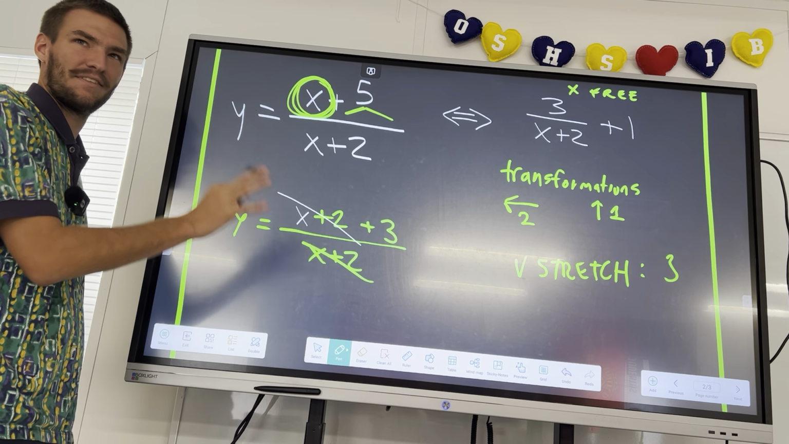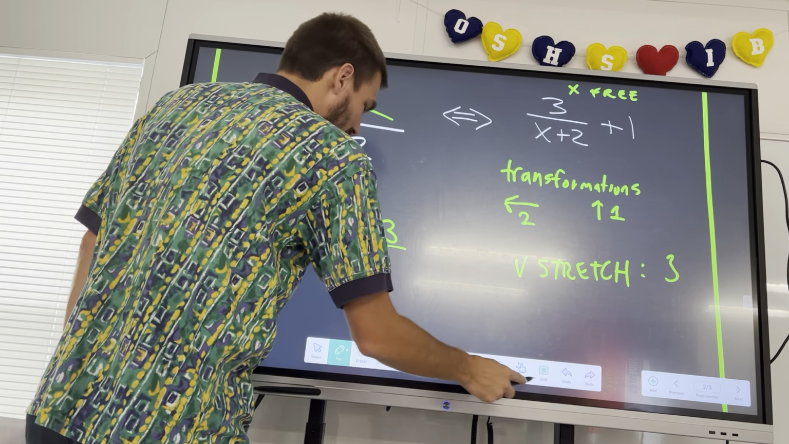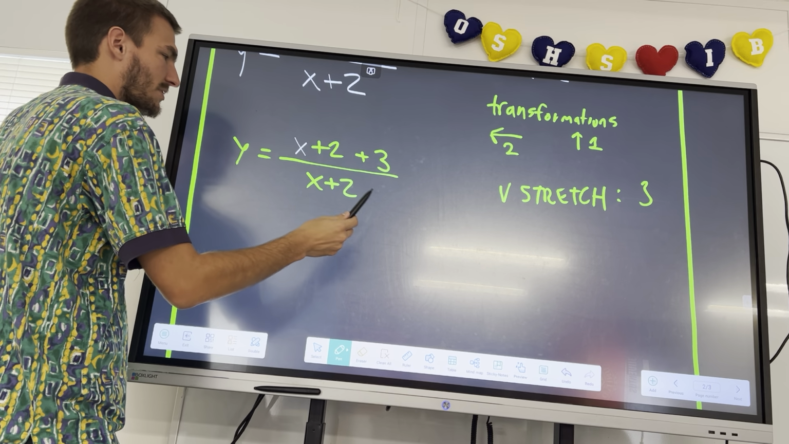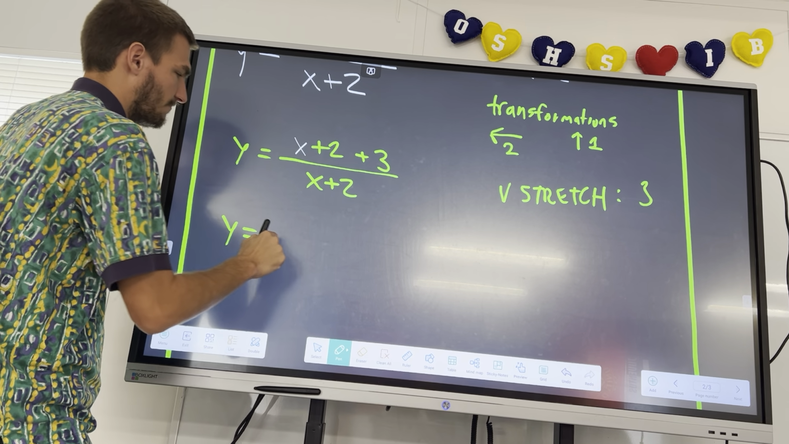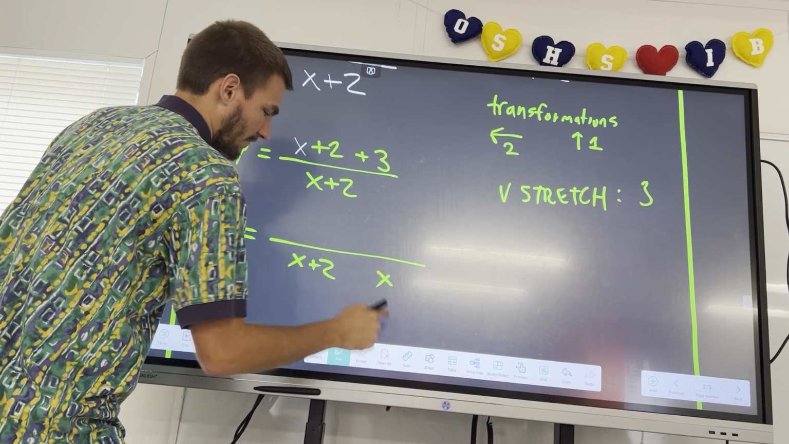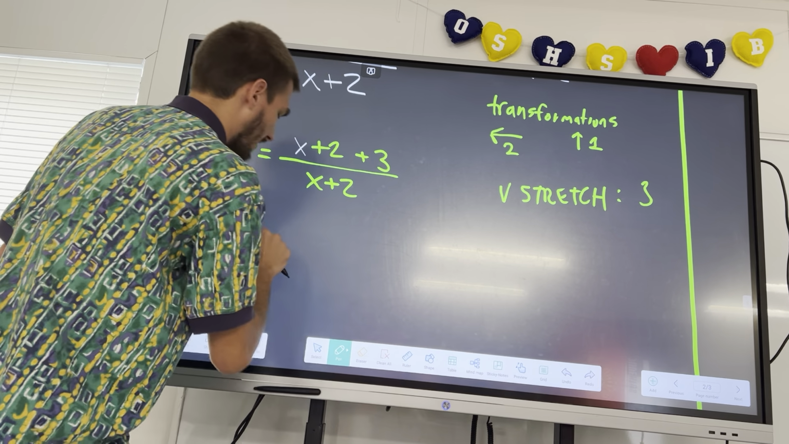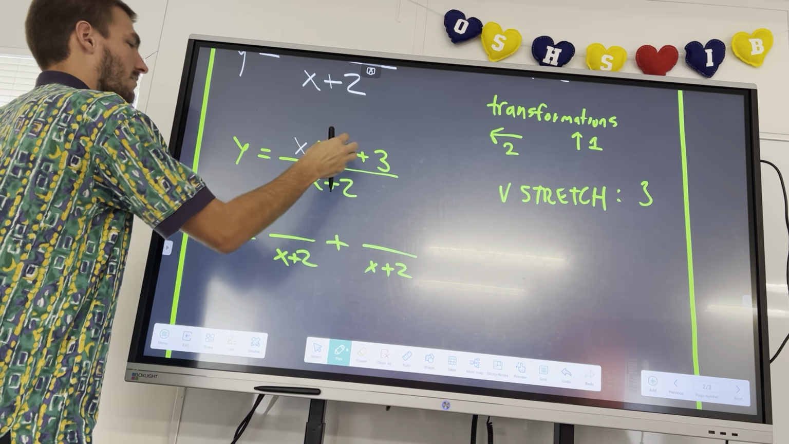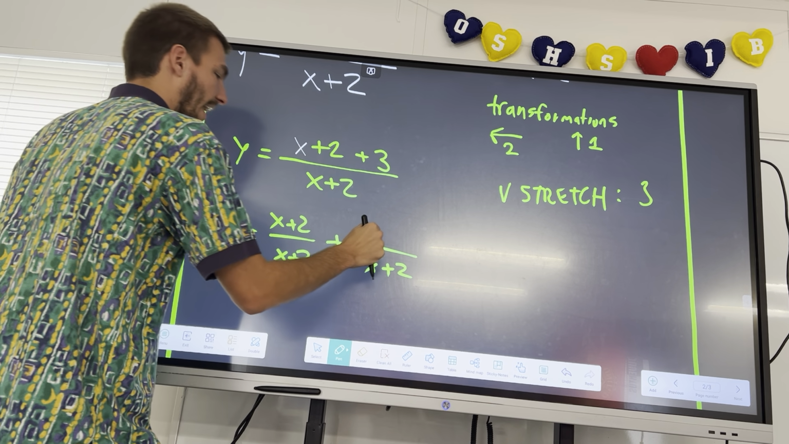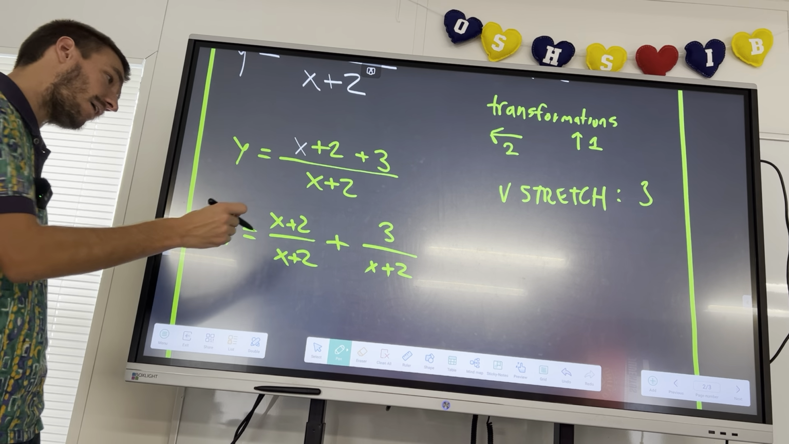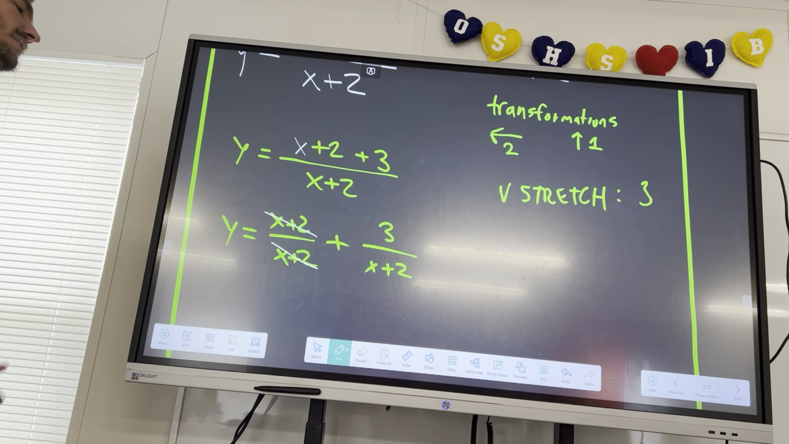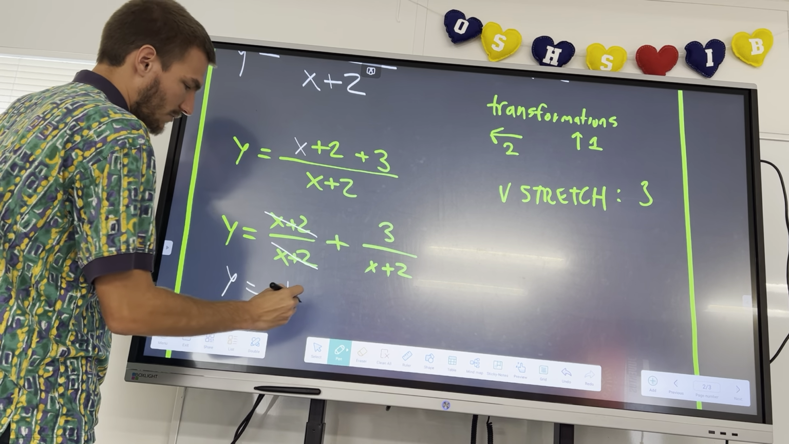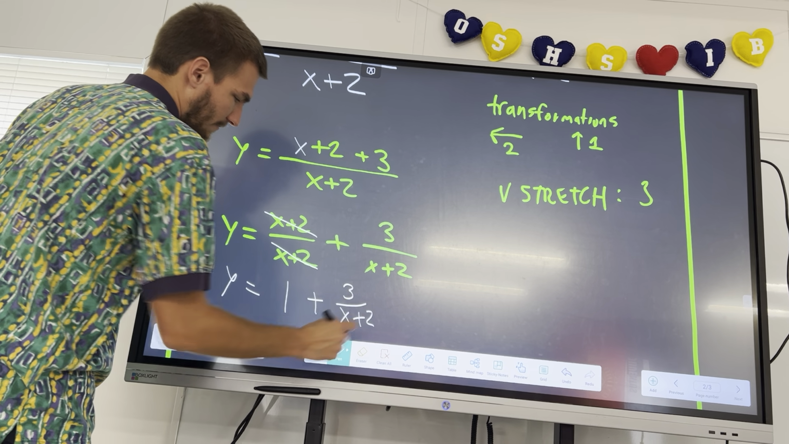That is bad math. Don't just scratch those out. What we need to do is think about splitting up our fraction into two parts. Split it up into two parts, where we're gonna make sure this part is divided by that, and this part is divided by that. And now you're allowed to cross those out. And now you're allowed to see that anything divided by itself is 1. So then you have y equals 1 plus 3 over x plus 2.